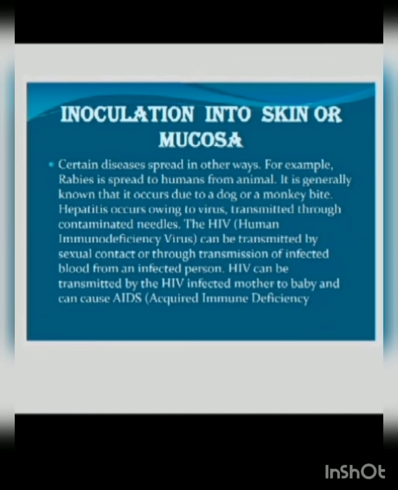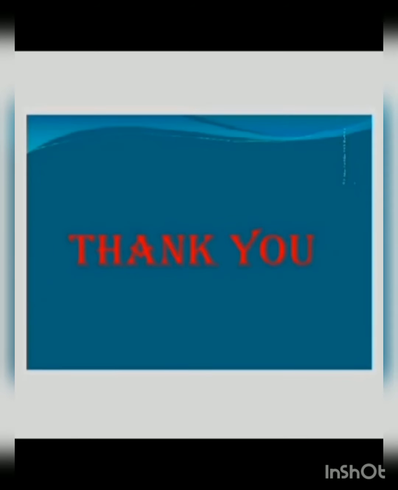Certain diseases spread in other ways. For example, rabies is spread to humans from animals. It is generally known that it occurs due to a dog or a monkey bite. Hepatitis occurs owing to a virus transmitted through contaminated needles. HIV can be transmitted by sexual contact or through transmission of infectious blood from an infected person.